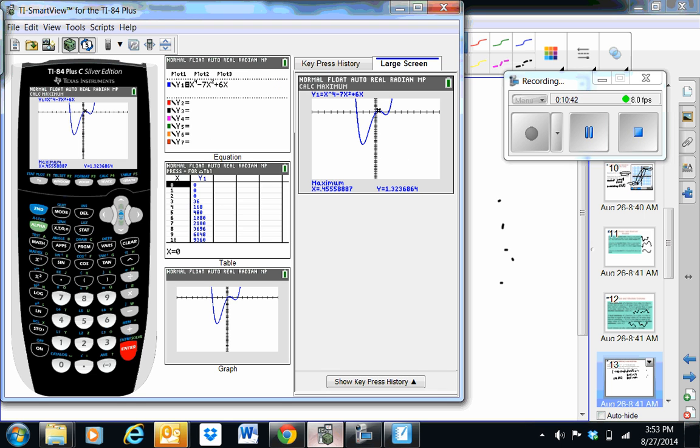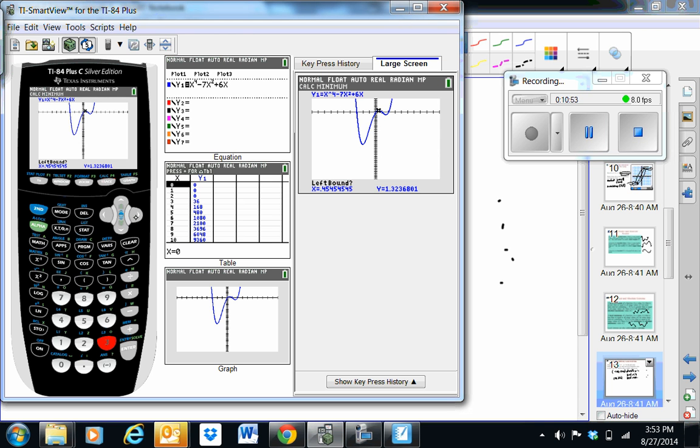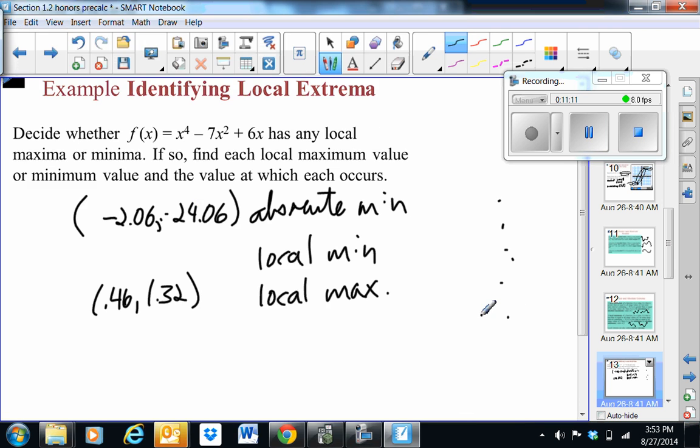Now our local minimum, so this is the last one we need to do, so we're going to go to second, calculate. We're going to do another minimum. At the minimum, and it says left bound, so right there is good. We'll hit enter. Let's go to the right of it, and we'll hit enter and enter again, and it tells us that that minimum is at 1.60 and the maximum is at 1.77.